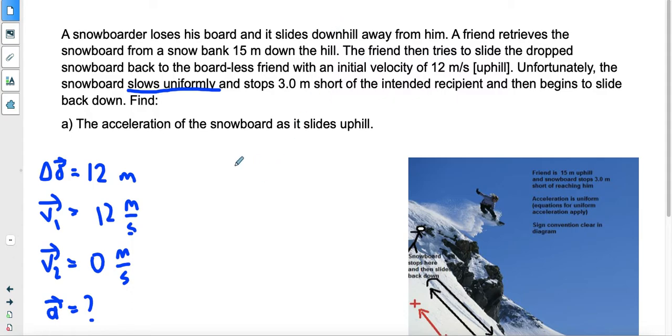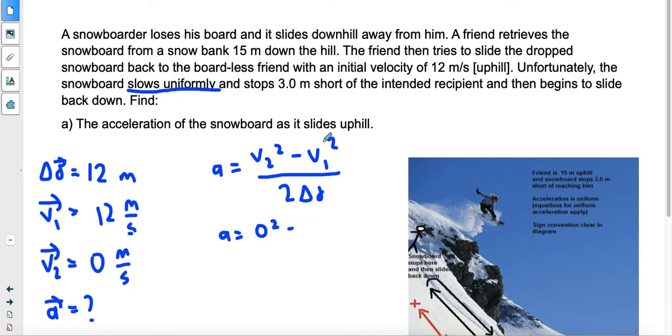So let's use it. Let's plug it into our time-independent formula to figure out what the acceleration has to be. Just going to plug everything in, right? The final speed is 0. The initial speed is 12. The displacement is 12 meters up the hill.